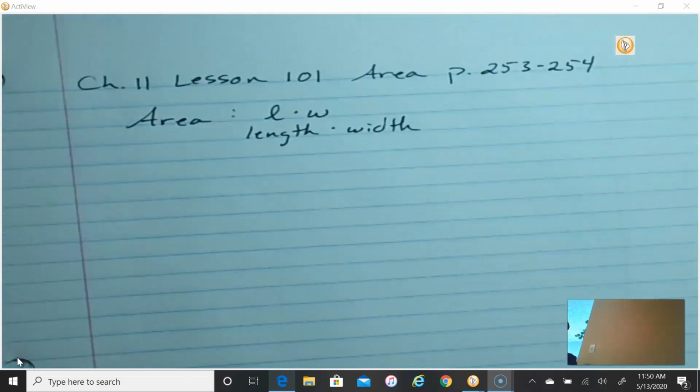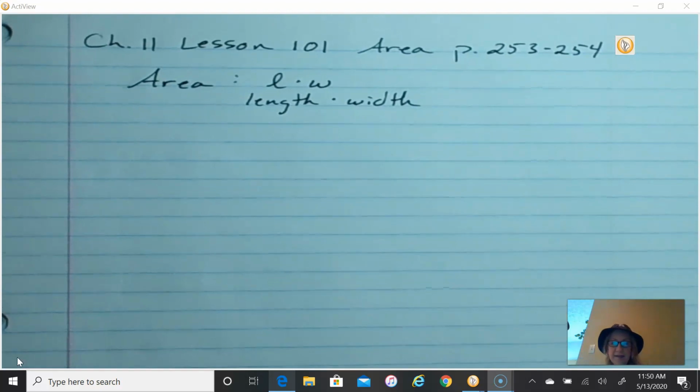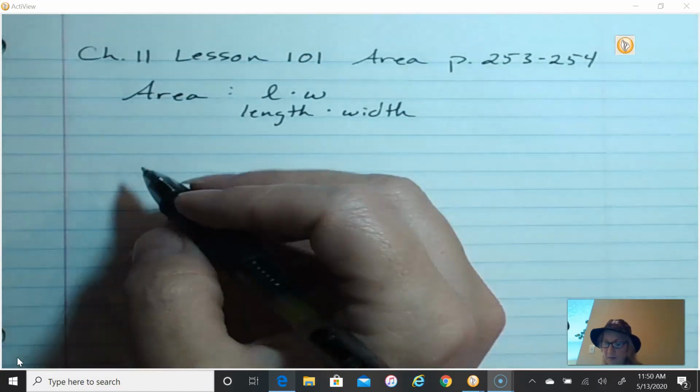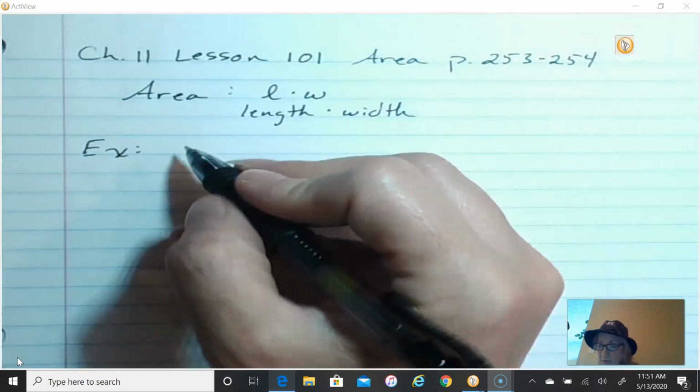Now, your book has different directions, and I'm going to explain at the end again what I expect from y'all. But it says to write an equation. Guys, just solve it. Just give me an answer. That's all I'm going to ask. Okay? Let me show you how this works. I'm going to jump right in and do examples. So this is for area.